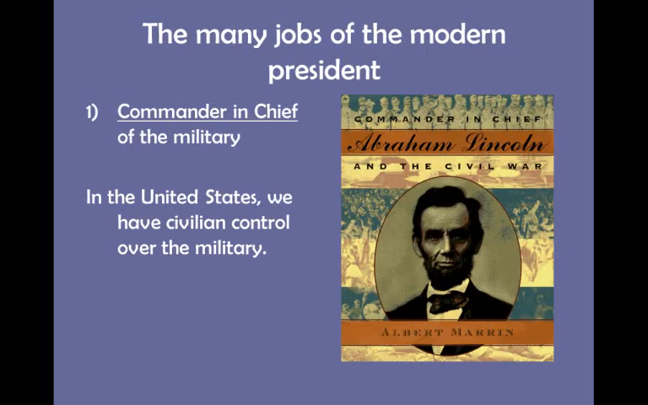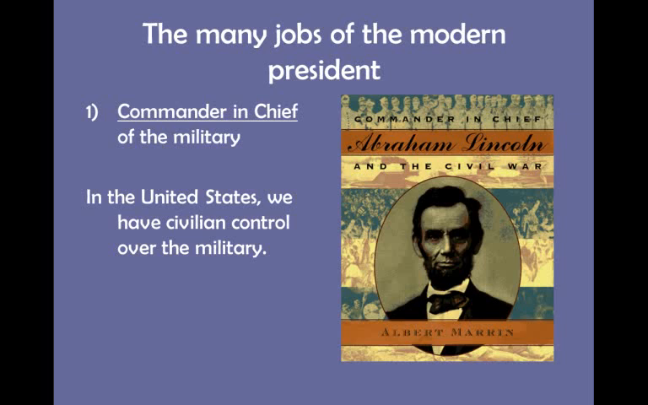The next 5 slides are going to go through the 5 jobs of the modern president. There are many more jobs than this, but these are sort of the 5 big responsibilities that the president has at any given time. And you'll need to know these. So each slide does a different job. Make sure you understand what the 5 jobs are.